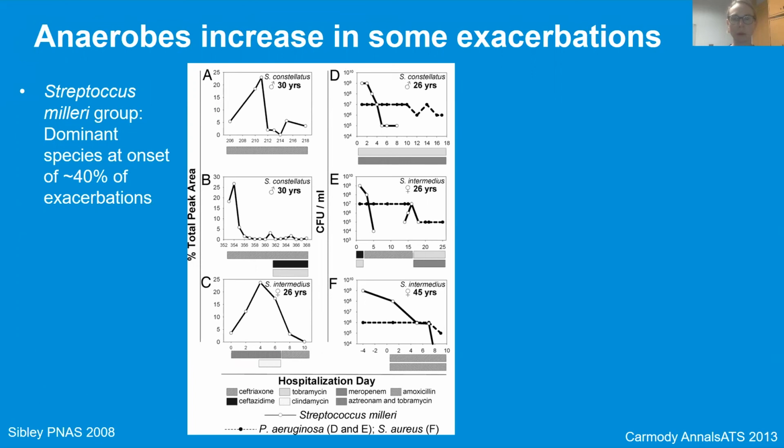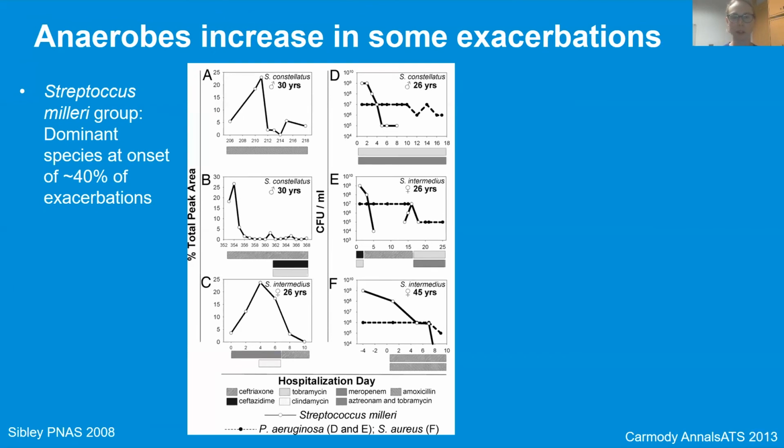In this cohort, members of the Streptococcus milleri group were the dominant species at the onset of about 40% of the exacerbations in this study, with some examples of these patients shown here, with abundance of Strep milleri in the open circles, Pseudomonas and staph in the closed circles. And both patient clinical improvement and reduction in strep density were seen with antibiotic treatment, shown in the colored bars below each figure.